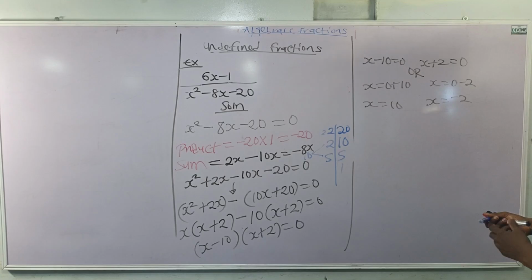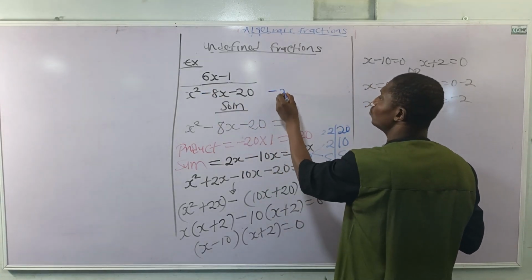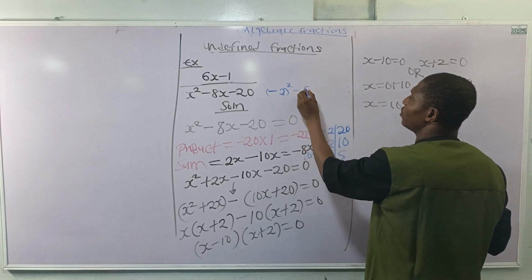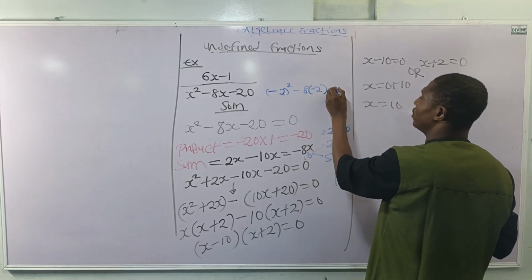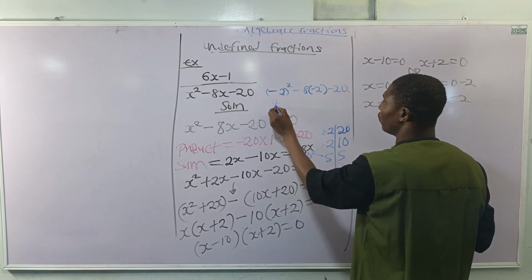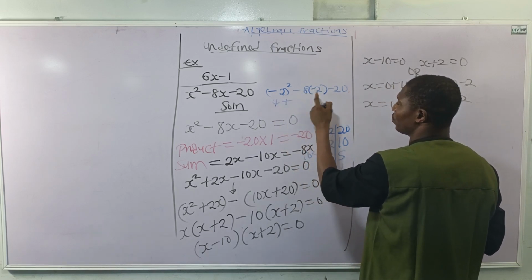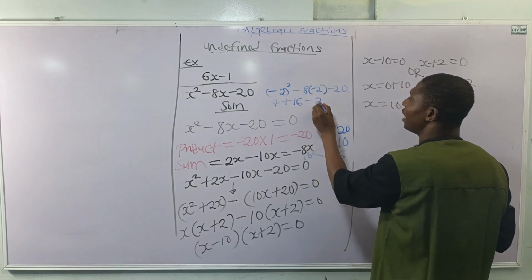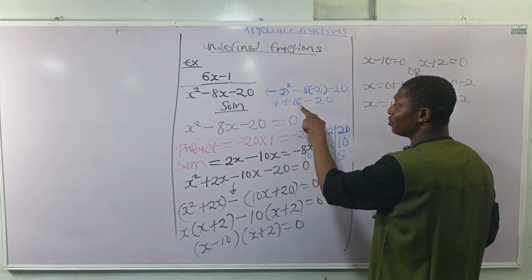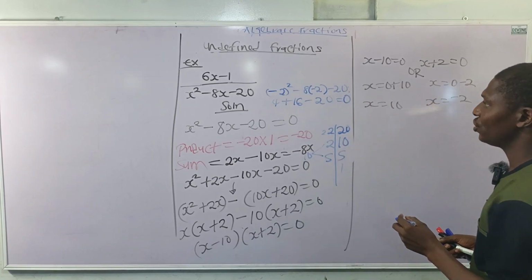Let's check when x is equal to minus 2. This will give me minus 2 in bracket squared minus 8 bracket minus 2 minus 20. Minus 2 times minus 2 will give me positive 4. Minus minus is plus. Plus 8 times 2 is 16. And I have 4 plus 16 to give me 20, and 20 minus 20 equal to 0, which is correct.